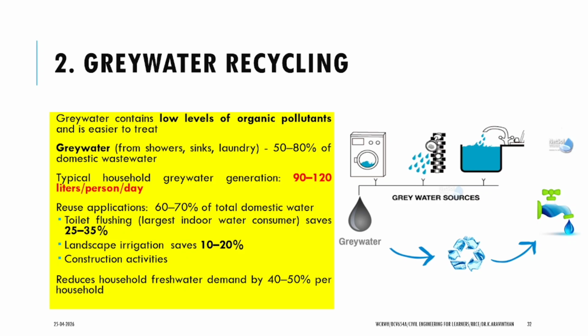If construction activities are going on, it can be used there. Reuse of this reduces 60 to 70% of total domestic water. For toilet flushing, it can be used in large amounts, which saves 25 to 35%. This reduces household fresh water demand by 40 to 50%. Not all the fresh water we consume is needed. For different purposes, these items can be classified as grey water and it can be used for that, which helps us in recycling.